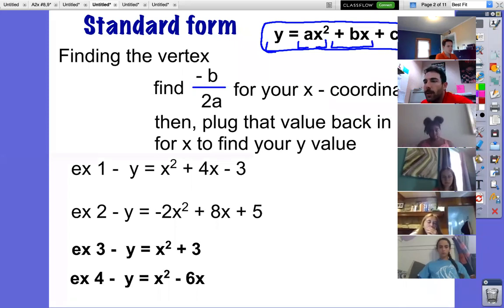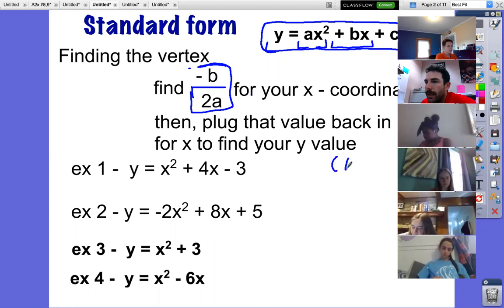So to find the vertex once it's in standard form, use the opposite of b over 2a. That's how you find your x coordinate, or that h value. Remember, it is (h, k). To find your h value, we use the opposite of b over 2a. To find your k value, you must plug this back in anywhere you see an x.